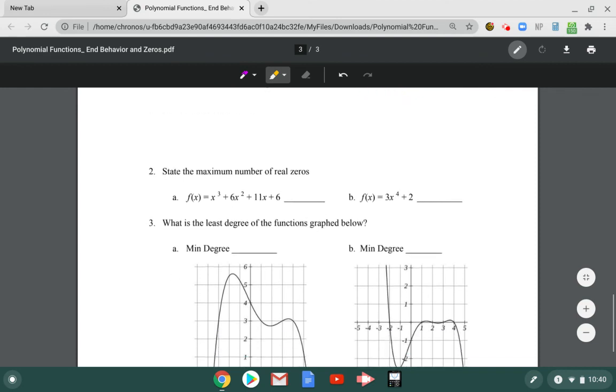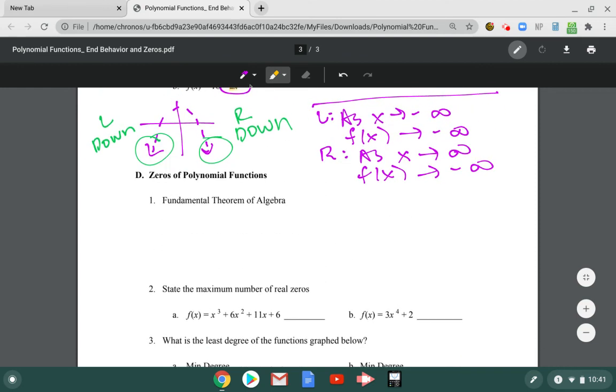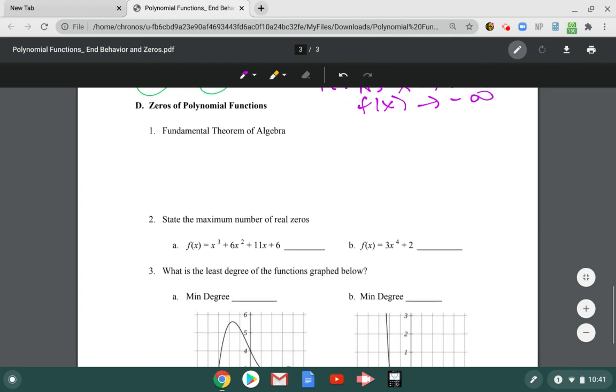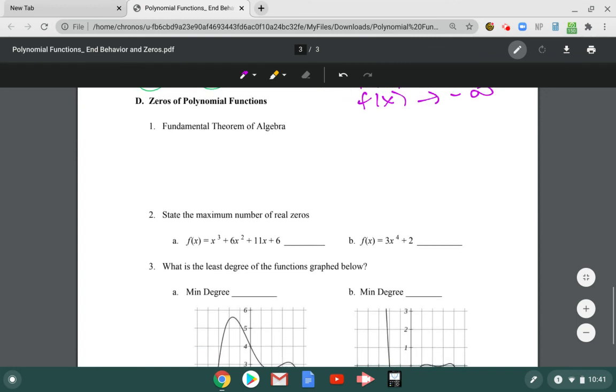So finally, we're going to take a look at some zeros of polynomial functions, and we're going to do this in the context of the fundamental theorem of algebra. That's a really weighty name for this theorem, fundamental, like it's the most important thing. I don't think it is the most important thing, but it's actually a really nice visual theorem or statement about polynomial functions. So for a polynomial function of degree n.